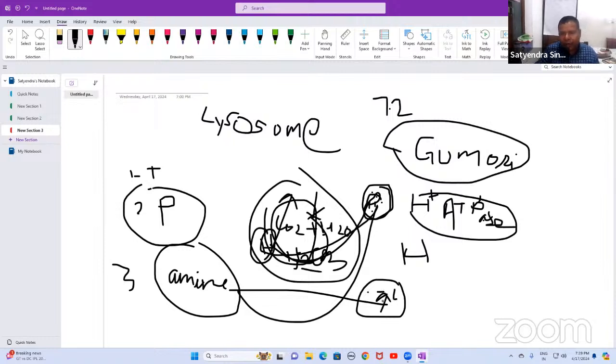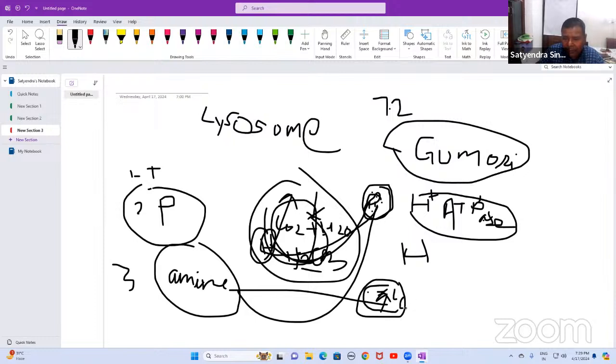When the pH of the lysosome in protozoa increases, it no longer functions as a hydrolytic center, because in a protozoan the lysosome acts as a primary stomach, where primary digestion of the foodstuff takes place. The pH has to increase because amine increases the pH.